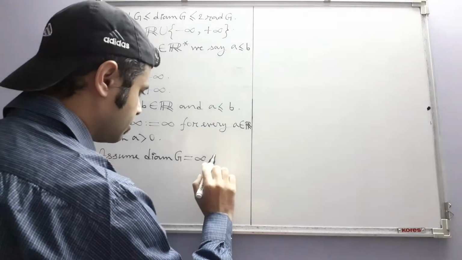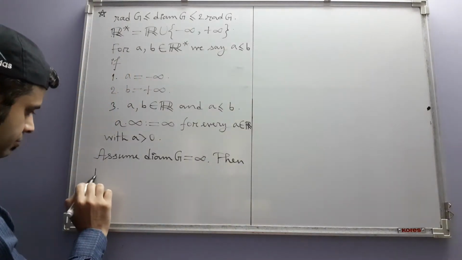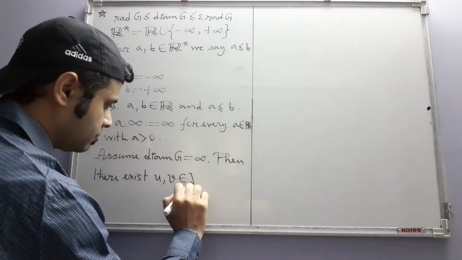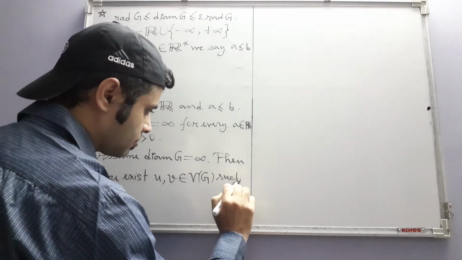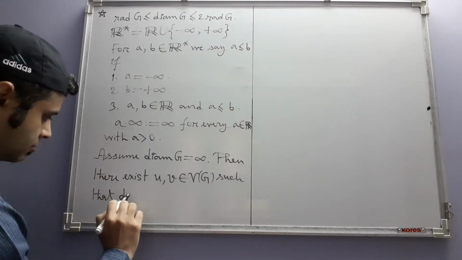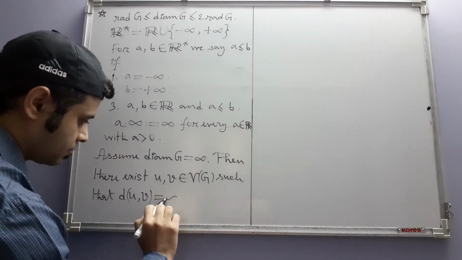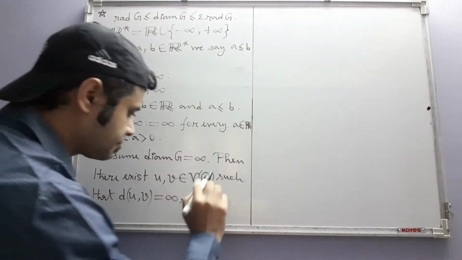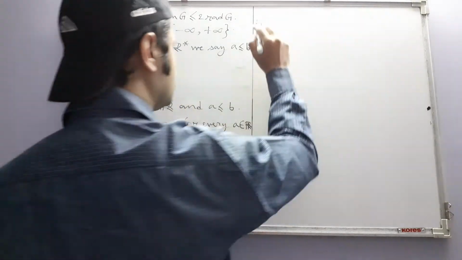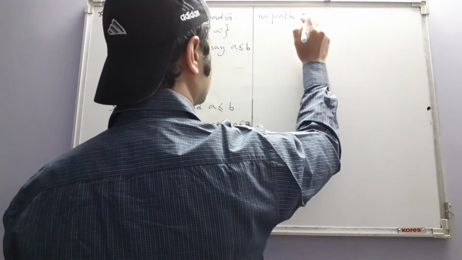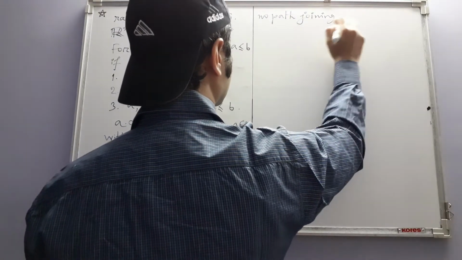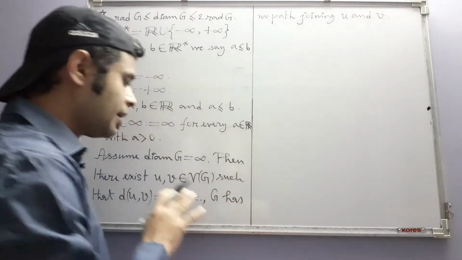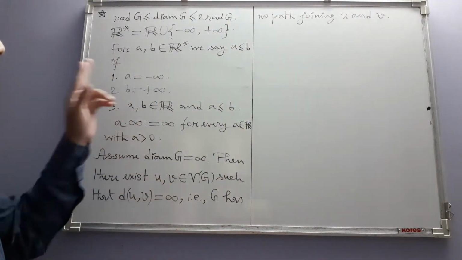Then by the definition of diameter we have this. Then there exist vertices U and V in G such that the distance between U and V is infinity, and this happens when there is no path joining U and V in G. That is, G has no path joining U and V. Okay, we are now going to show that under this condition radius of G will also be infinity.